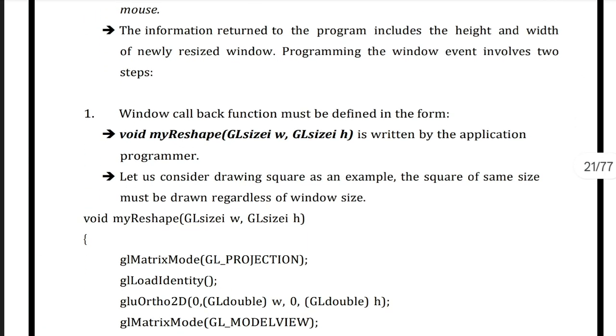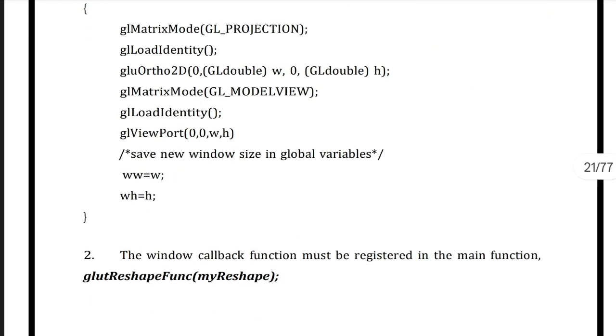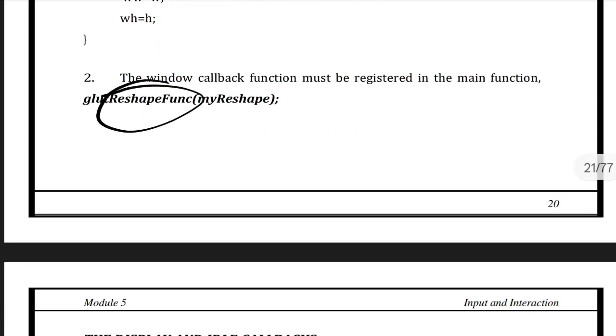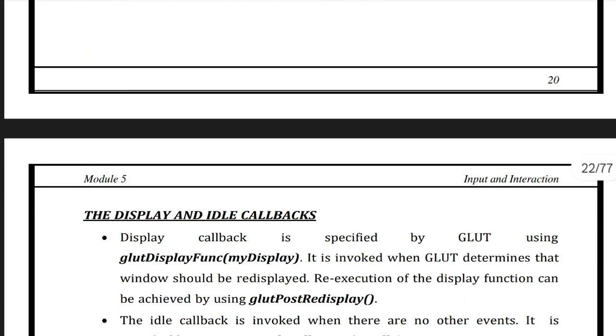And coming to the window event, here basically you will be setting the size, height and width. So you will be using myReshape, and you will be passing the width and the height. And there is a sample program also here, the same program you studied in lab, and glutReshapeFunc for refreshing what is to be displayed.